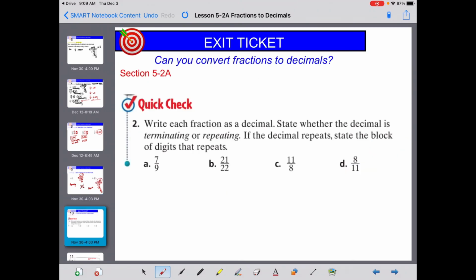All right, the last part. Write each fraction as a decimal. State whether the decimal is terminating or repeating. If the decimal repeats, state the block of digits that repeat. Pause the video and come on back to compare your answers to mine.